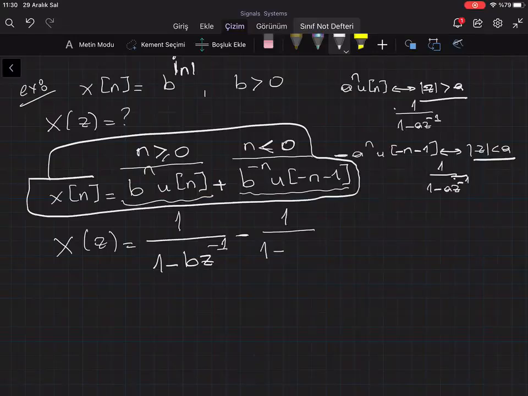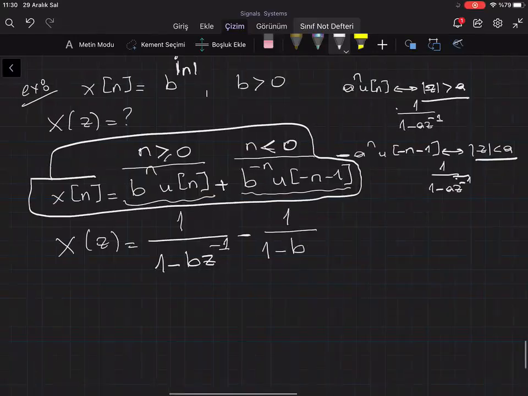Any other difference, arkadaşlar? Like, is it true that if I write it like this, would it be true? Hocam, I guess it should be z to the power of 1, right? Plus 1, maybe. Z to the power plus 1. Or b minus 1, right? B to the power minus 1, z to the power minus 1.